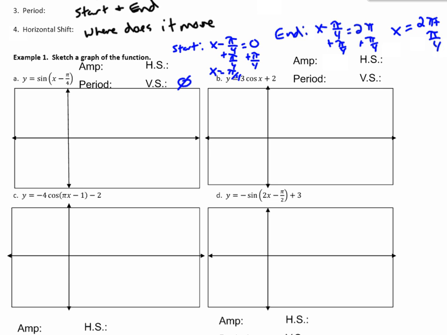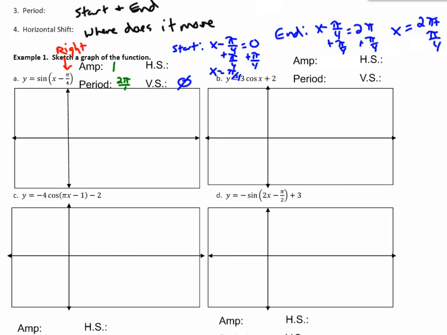If you remember your transformation idea, inside moves things right and left, the opposite of what you think. So this is going to move it right pi over 4. If you remember that, then you didn't need to do all that work because you know that this is going to move right pi over 4. Then we're going to put the amplitude. The amplitude is the number in front. Well, that's a 1, and so the value of 1 is 1. The period is the number in front of the x, so that's 2 pi divided by 1, which is just 2 pi. Now I'm going to go through and plot these things on the graph.